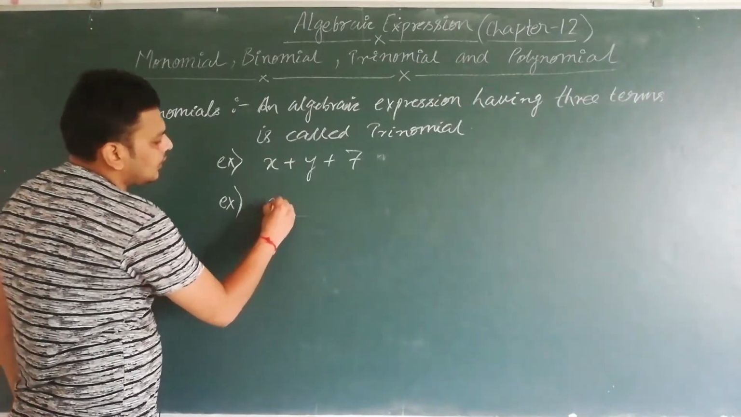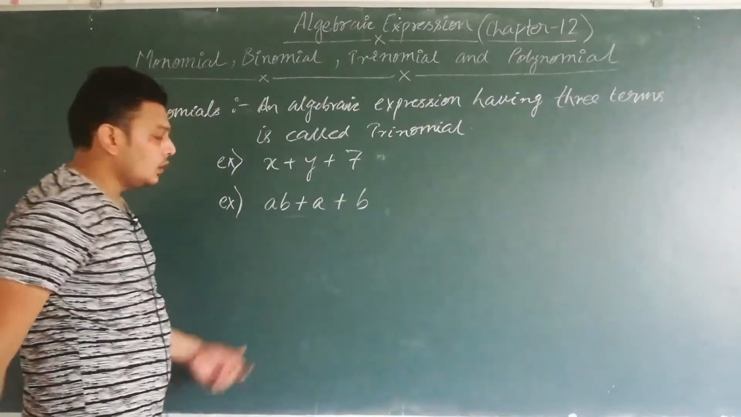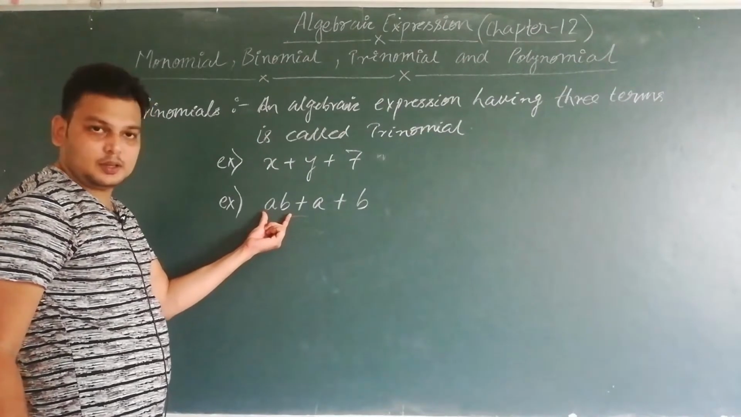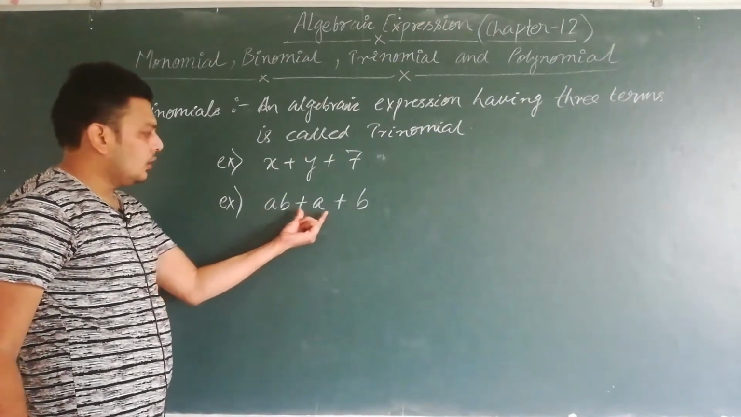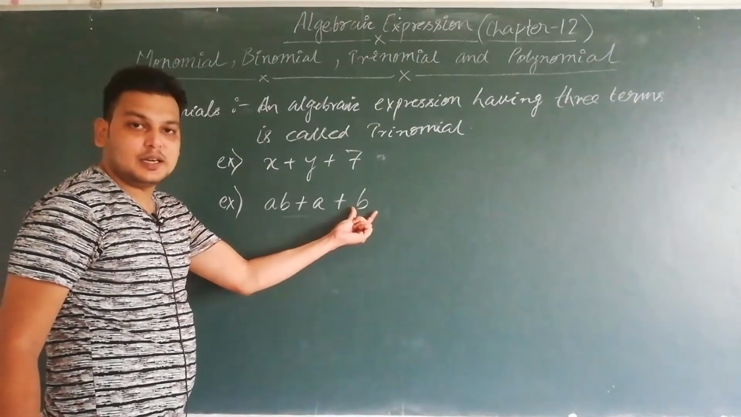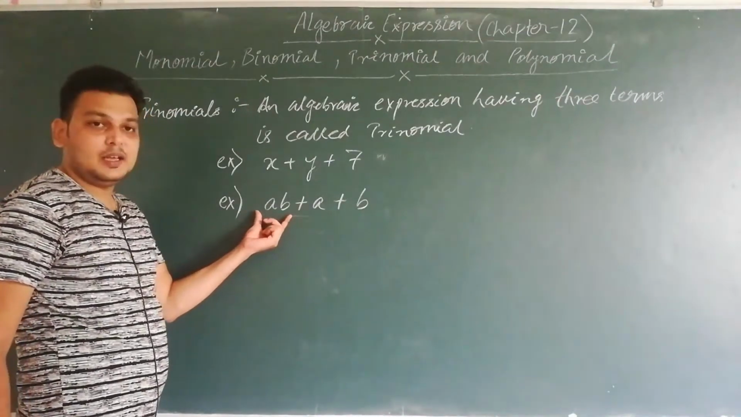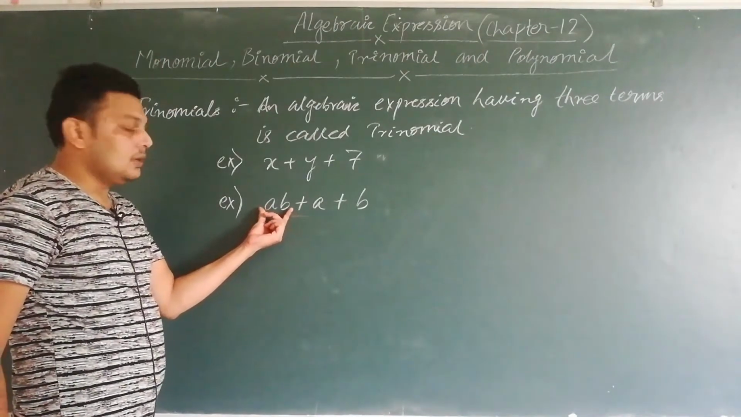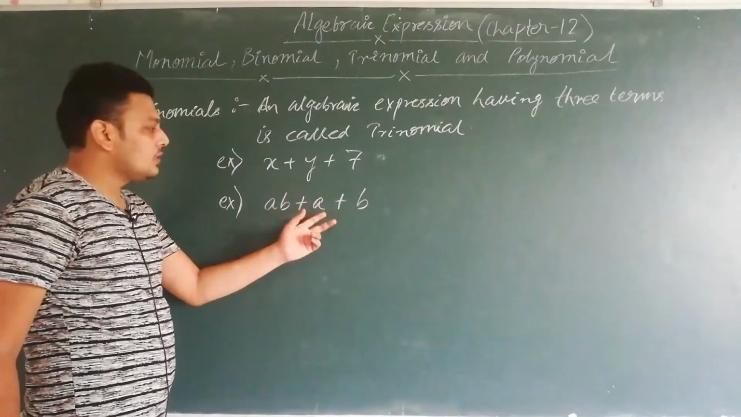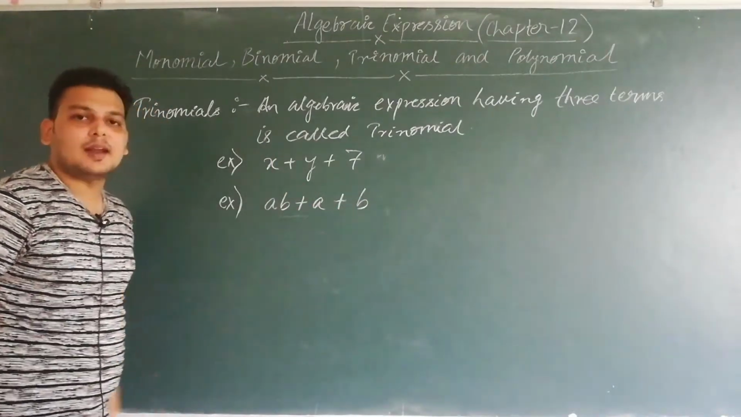Second example is AB plus A plus B. So here AB is the first term because it is having two variables AB, then A is the second term and B is the third term. So this is a trinomial. Okay, don't confuse it as 4 terms. AB is counted as a single term. This A is counted as the second term and B is the third term. So it is a trinomial.